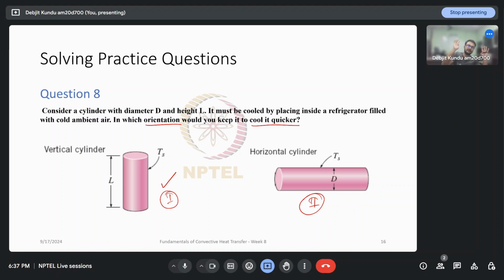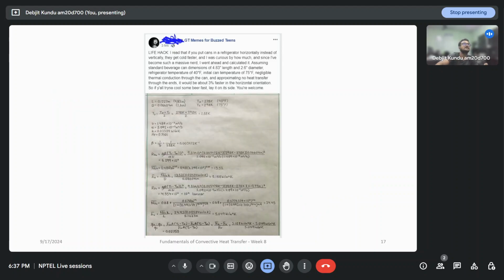So let's not get into math here. If you think physically, what does your intuition tell you? Which one seems like it should cool faster? If you're in a hurry and you have the option to keep it either way, which one would you reflexively choose? If you think you'll place it in a horizontal way, then you're correct. And in fact, you can show this mathematically as well.